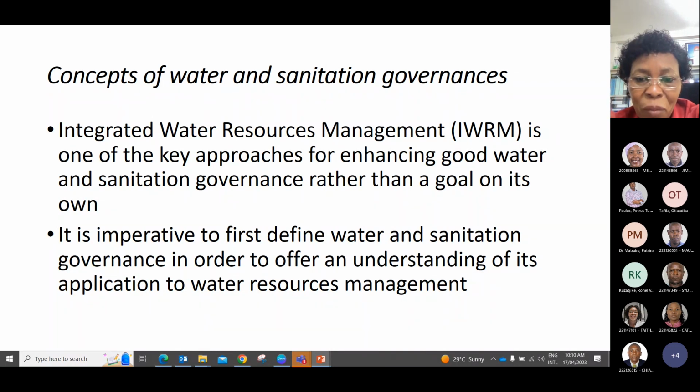And as I'm going to present a little later, it's actually looked at as a paradigm shift from the traditional approaches to managing water resources, but also water and sanitation. It is imperative, therefore, to first define water and sanitation governance in order to be on the same page with regards to what water and sanitation governance means and its application to water resources management. And next, please.